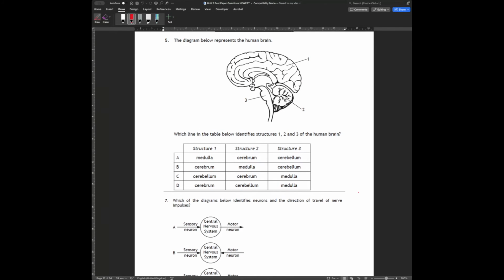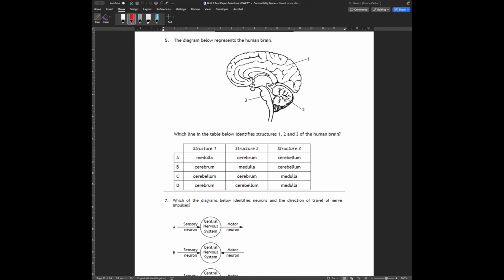Okay, folks, so here we are in the second part of the lesson where we look at applying what we've just learned to some exam questions. So the first one here says the diagram below represents the human brain. Which line in the table below identifies structures 1, 2, and 3 of the human brain? Now, as always, I would suggest that you pause the video and have a go at this yourself first before I talk through the answers.